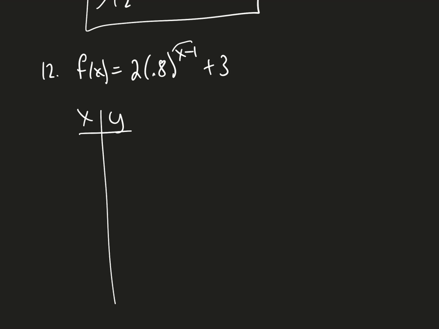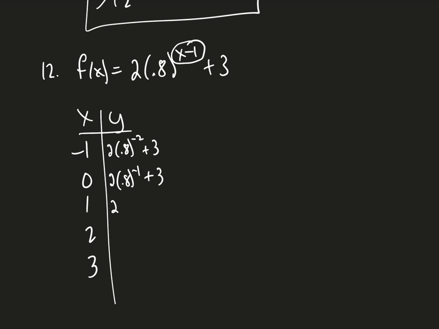And what we do is we start with a number that makes the exponent equal to 0. And that number would be 1. 1 minus 1 is 0. And from the 1, we go up and down from there. All right, and so we just put those numbers in for x. So y is going to be equal to 2 times 0.8 raised to the negative second power plus 3. We put in 0, we'll have 2 times 0.8 raised to the negative first power plus 3.